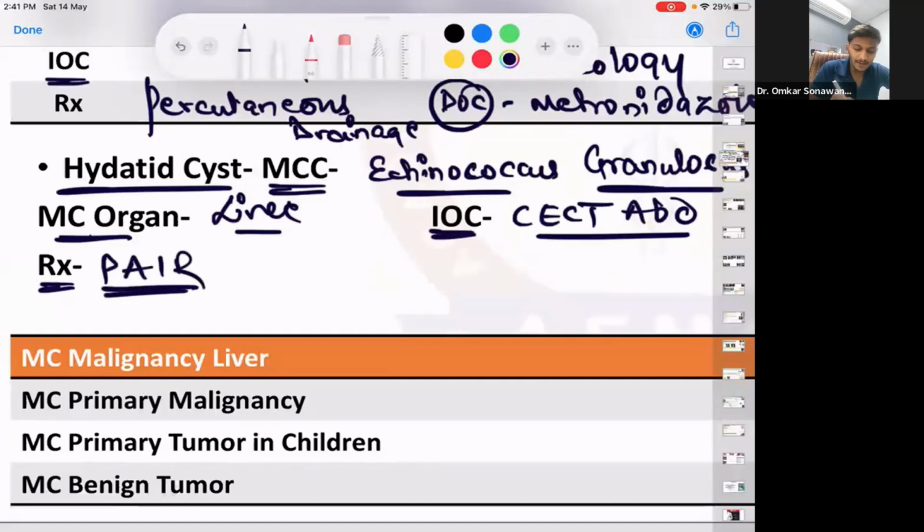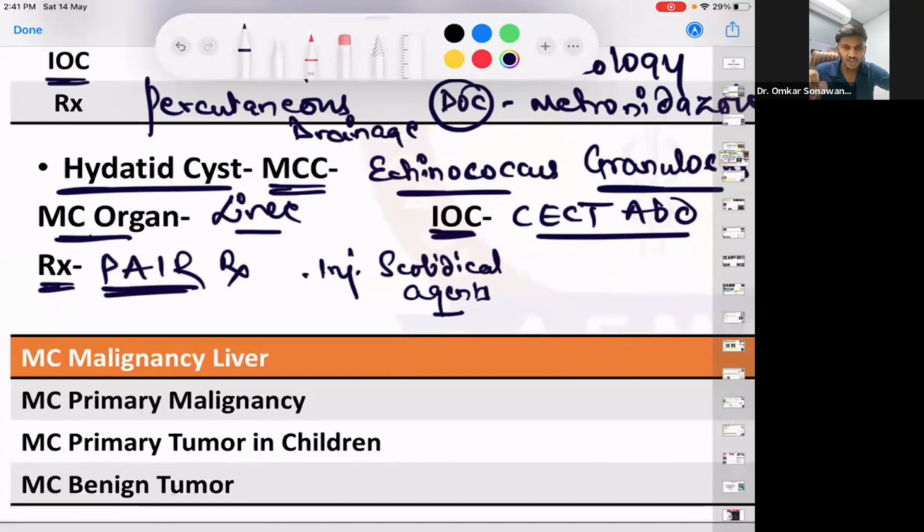What do we mean by PAIR therapy? Please remember, PAIR therapy is percutaneous aspiration. So this fluid should be percutaneously aspirated, then there should be injection of a scolicidal agent, and then reaspiration. So percutaneous aspiration, injection of scolicidal agents, and then reaspiration. That is PAIR therapy, and it is the treatment of choice for hydatid cyst.